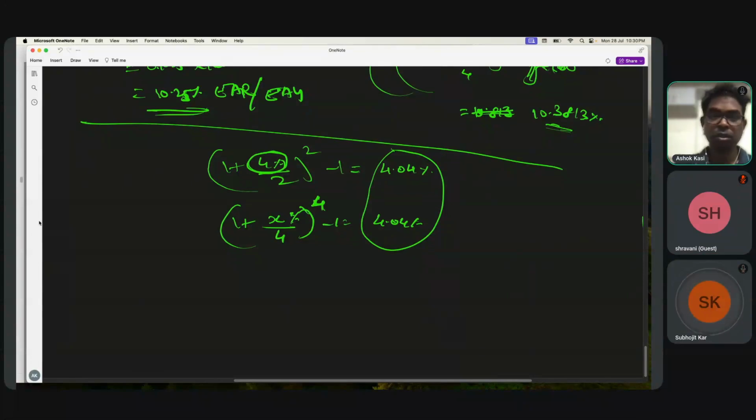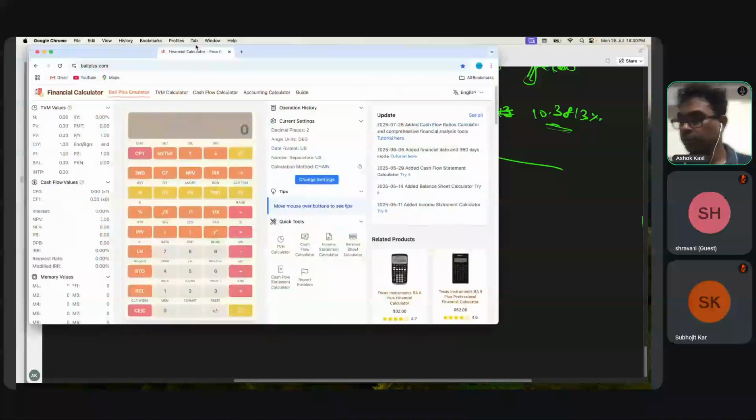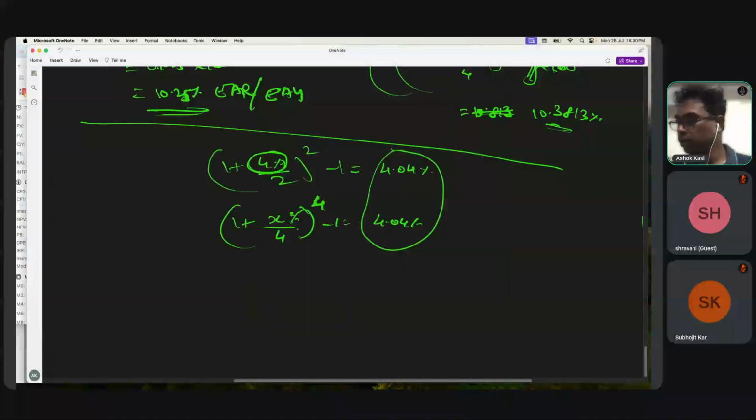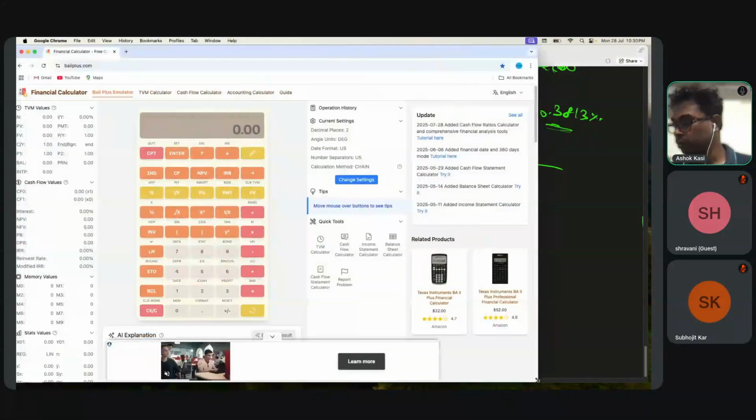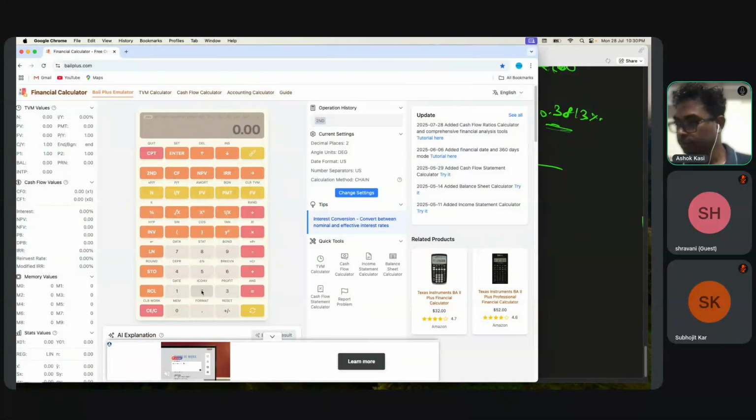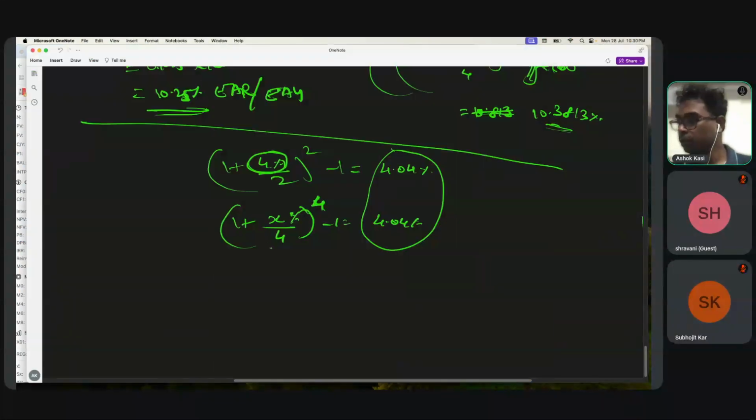One is a shortcut, you can do this very quickly, but we will do both. So in the shortcut, here we know the effective annual yield. What we want to calculate is the nominal yield. We don't know the nominal yield, but we know the compounding per year and the effective.